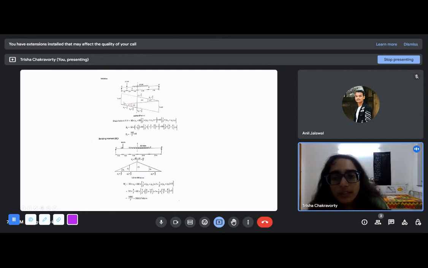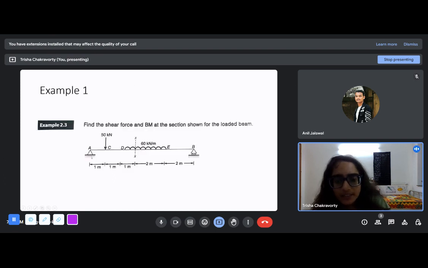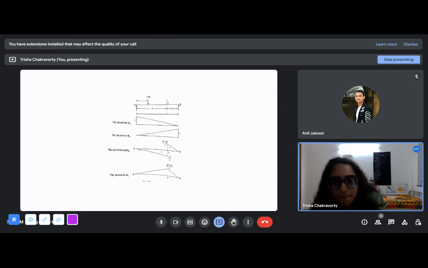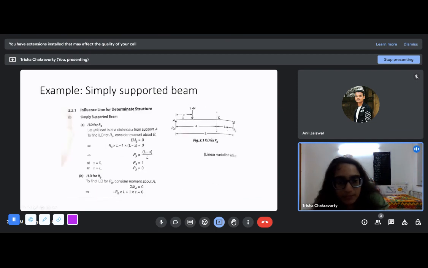Now, first we have found out the influence diagram for this, which we found earlier. This is basically just a simply supported beam. For a simply supported beam, for the shear force at a section like this, we already found out this ILD. See, this is a simply supported beam, and it can have any kind of loading. It does not always have to be 1 kilonewton loading. And once you have drawn the ILD, forget about the 1 kilonewton.